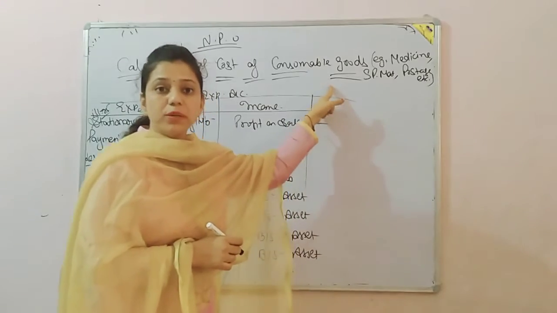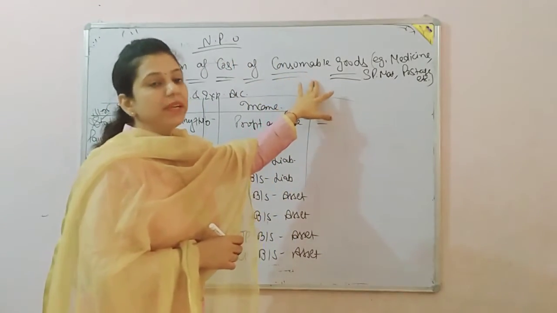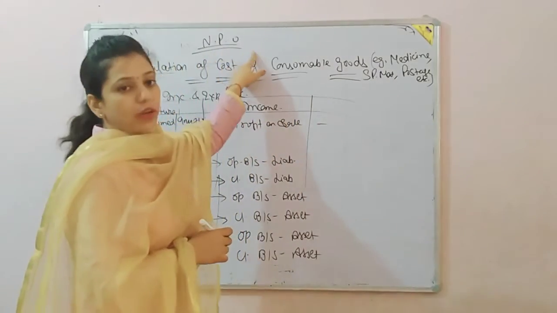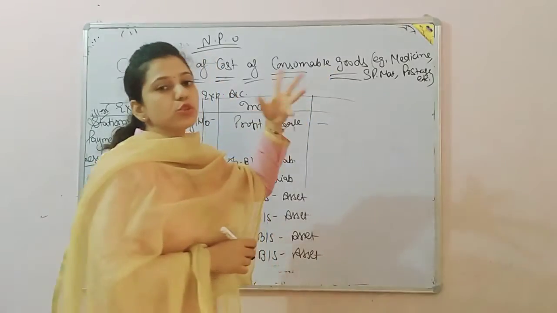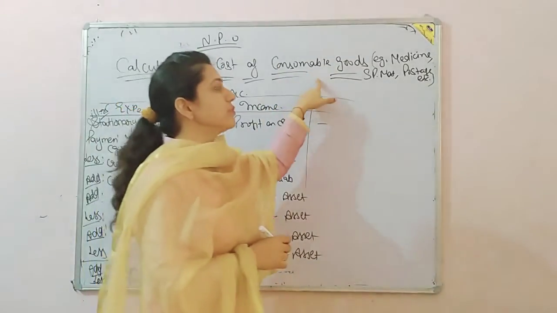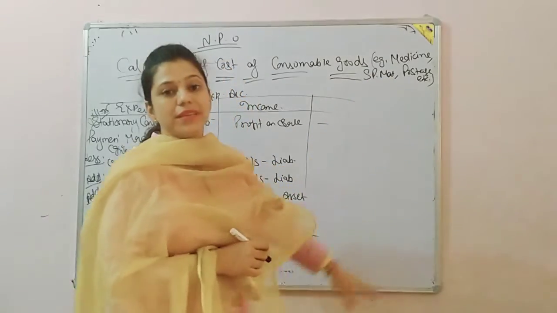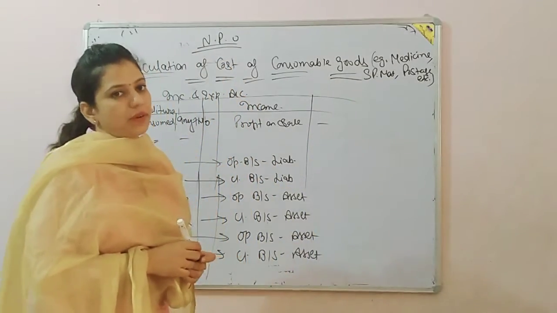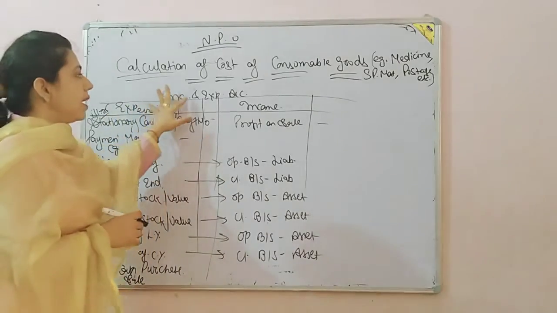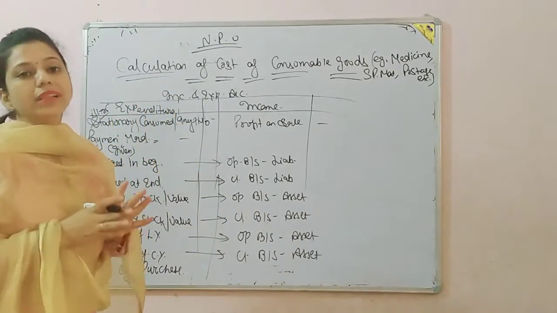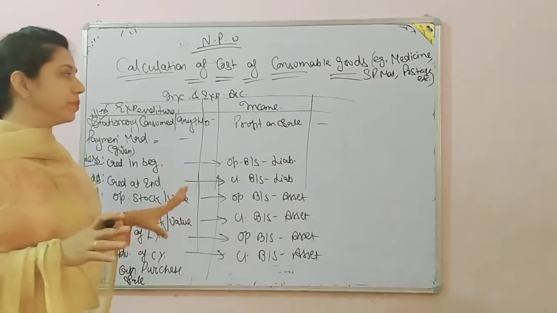What are consumable goods? We are treating the treatment of consumable goods in non-profit organizations. Consumable goods are goods which we consume, for example, medicine, sports material, postage, stationery, etc. How will we treat them in the question? I have combined all the treatment in a single point so that there is no problem.